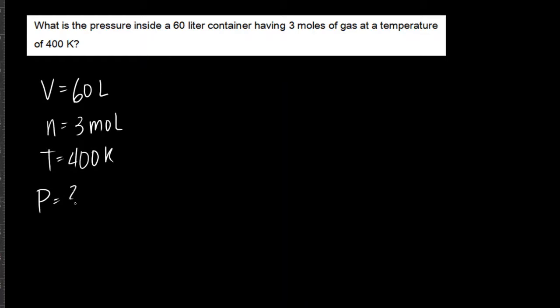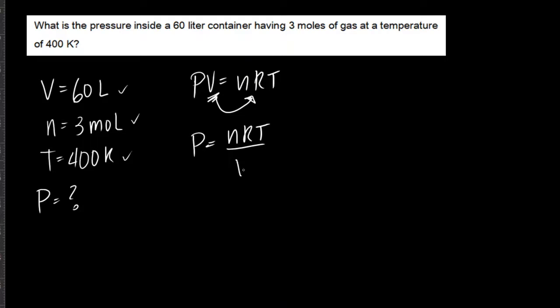P. Question mark. Take note of our units. We have liters, moles, Kelvin, which is what we use for our gas constant. PV is equal to nRT. We want P to remain on this side of the equation, so V is transposed to the bottom. That's now P equals nRT over V.